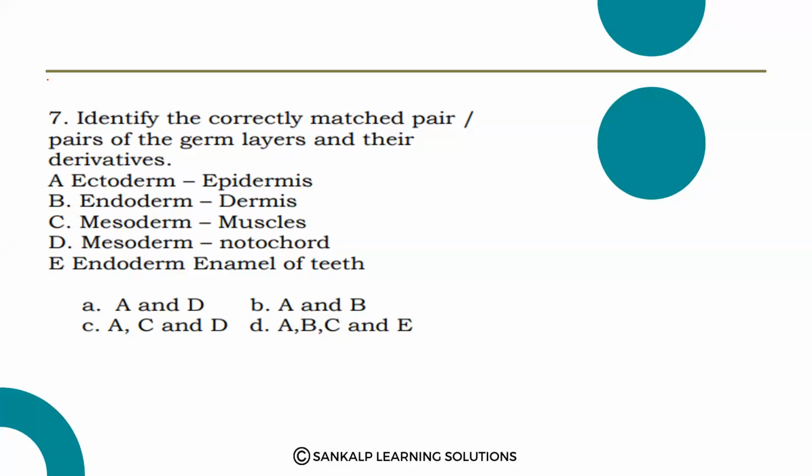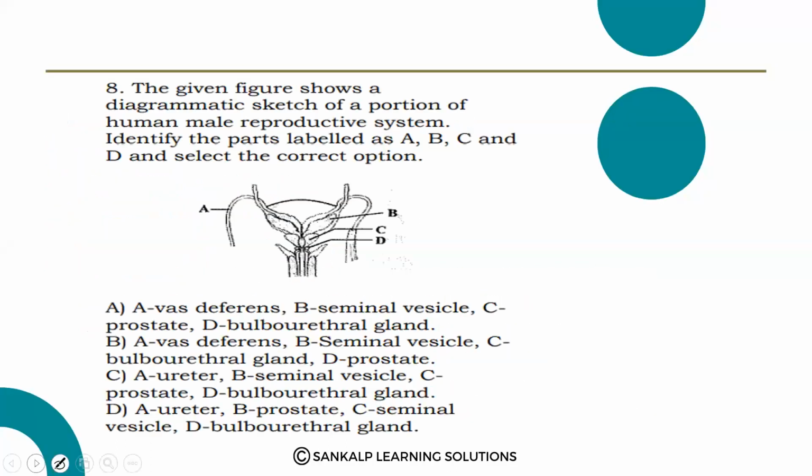Completed, guys. Komala finished it. What about others? Netravati finished it. Anvita finished it. Okay, fine, good. So next question. The given figure shows a diagrammatic sketch of the male reproductive system.